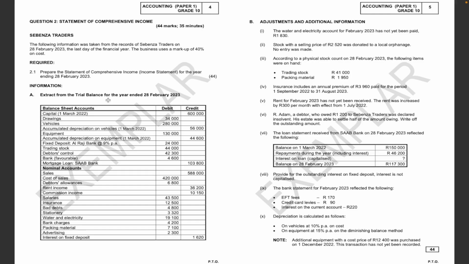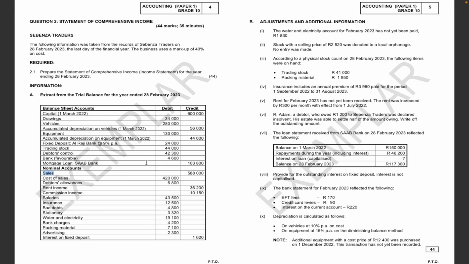So let's begin. Sales is the first one, as you saw there in the answer book, and we are under the nominal account section. Sales 588,000 rand. Now I can just put that in. However, I need to check in my trial balance. Usually it will either be in the trial balance or in additional information, anything that affects my sales.